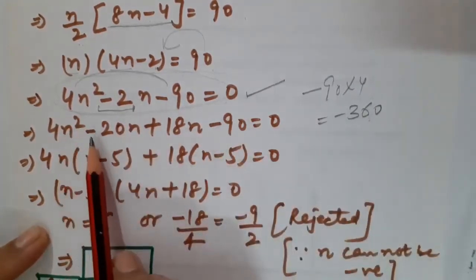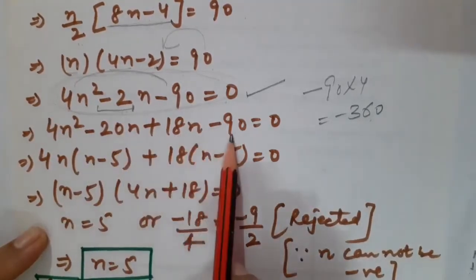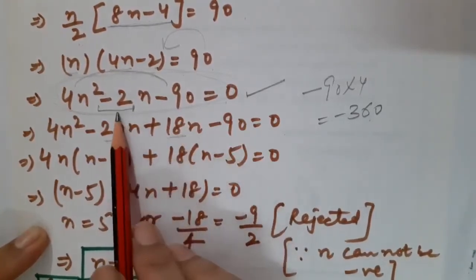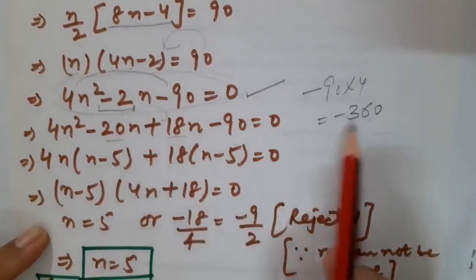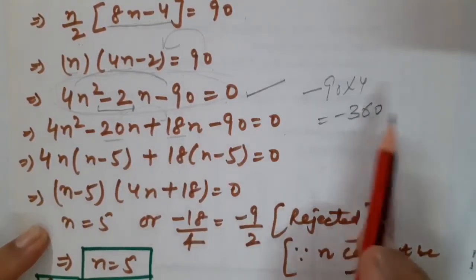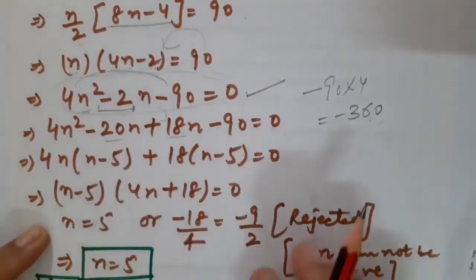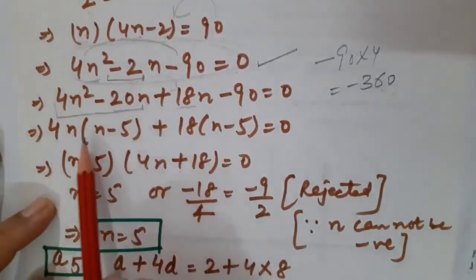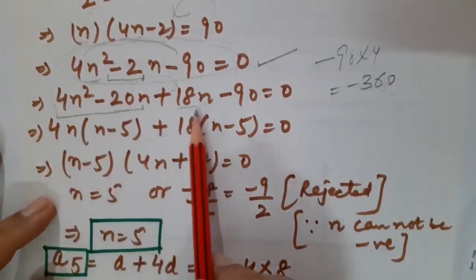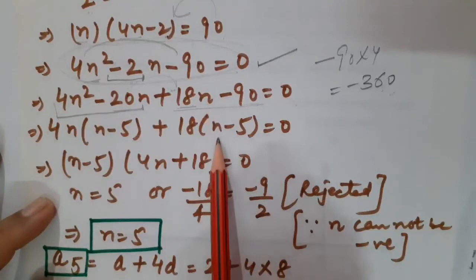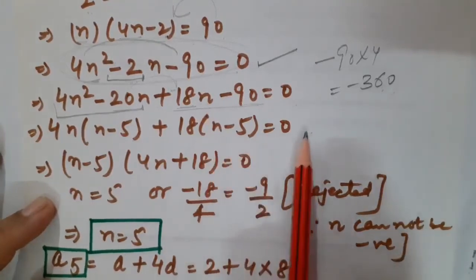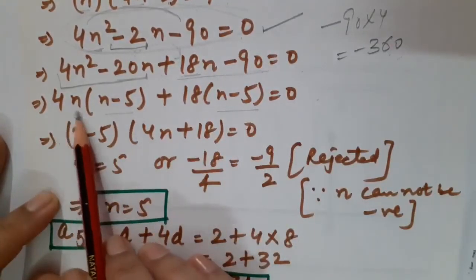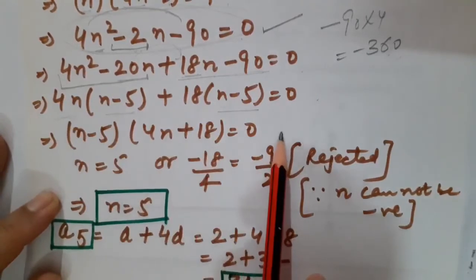It would become 4n square minus 20n plus 18n minus 90 is equal to 0. Correct? Minus 20n plus 18n gives you minus 2n, and their product gives you minus 360 n square. Basically we want n square also, no? This is n square written over here. Let us take 4n common from the first two terms. I get 4n into n minus 5, plus from here I take 18 as common, it will be n minus 5 in bracket, is equal to 0. So n minus 5 will be taken as common, and inside the other bracket I have got 4n plus 18 is equal to 0.